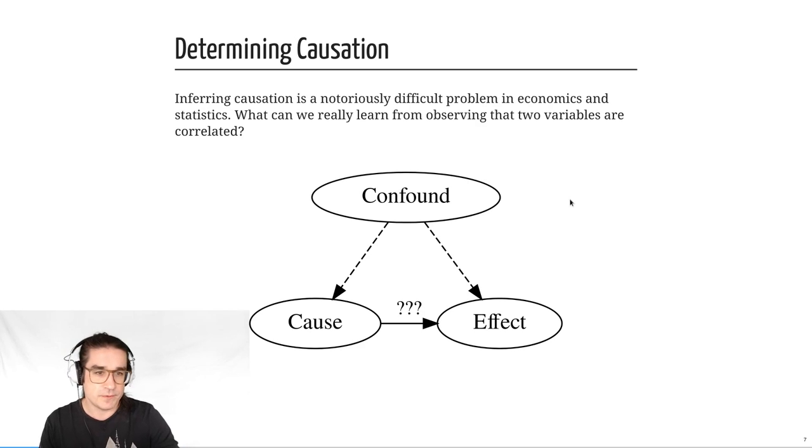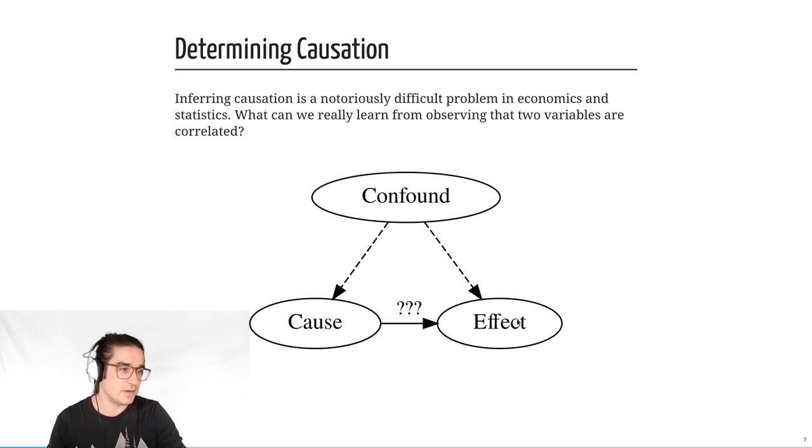Imagine we didn't have the confounder in this whole thing. Imagine we just had cause and we just had effect, and let's say that described the true world. In the true world, imposing a minimum wage had a negative effect on employment, hypothetically. If that was the true state of the world and you ran the regression, you would probably see a negative coefficient, assuming you did it right.